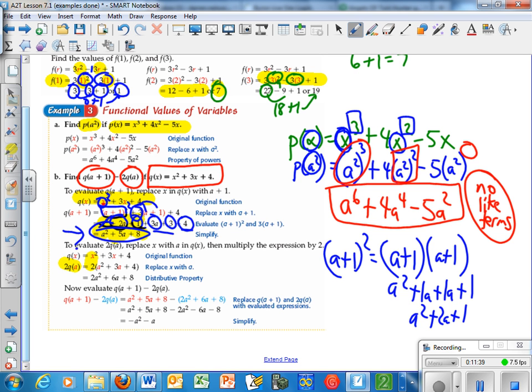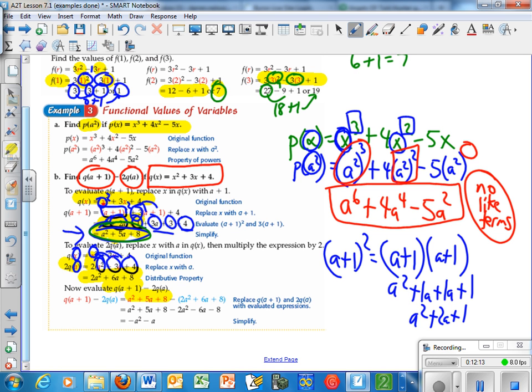Now if I put a in for x right here, it's just a squared, so the a replaces the x, plus 3a plus 4. And then you basically distribute your 2, so it's 2a squared plus 6a plus 8 when you distribute. Now, what did we get from this function? Well, that's this answer right up here. A squared plus 5a plus 8, that was this answer from q of the binomial a plus 1.